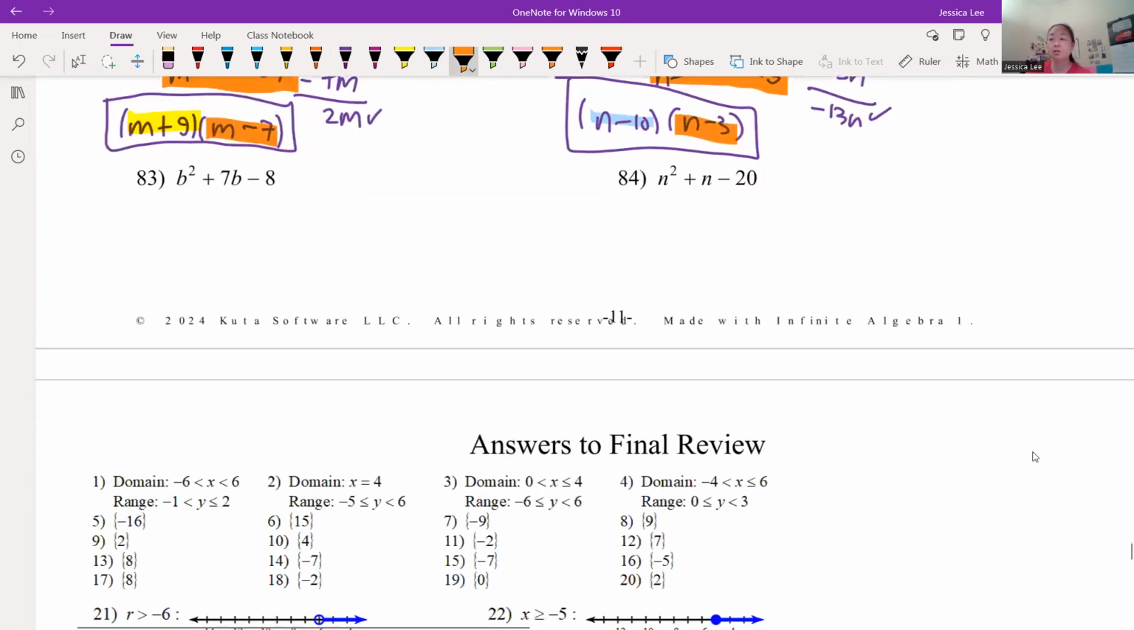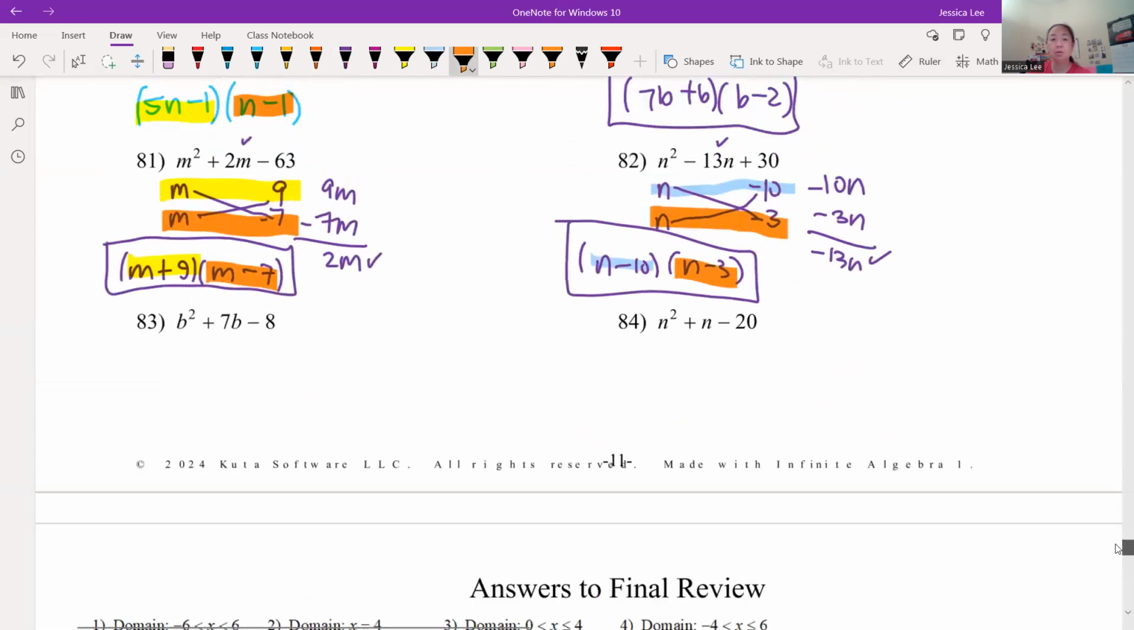All right, we're on our last 2 problems, peoples. Woohoo! All right, so here we go. The way to get b squared, b times b. The way to get 8, and I want to get 7, so 8 and 1. We can't use 4 and 2. That's not going to give it to me.